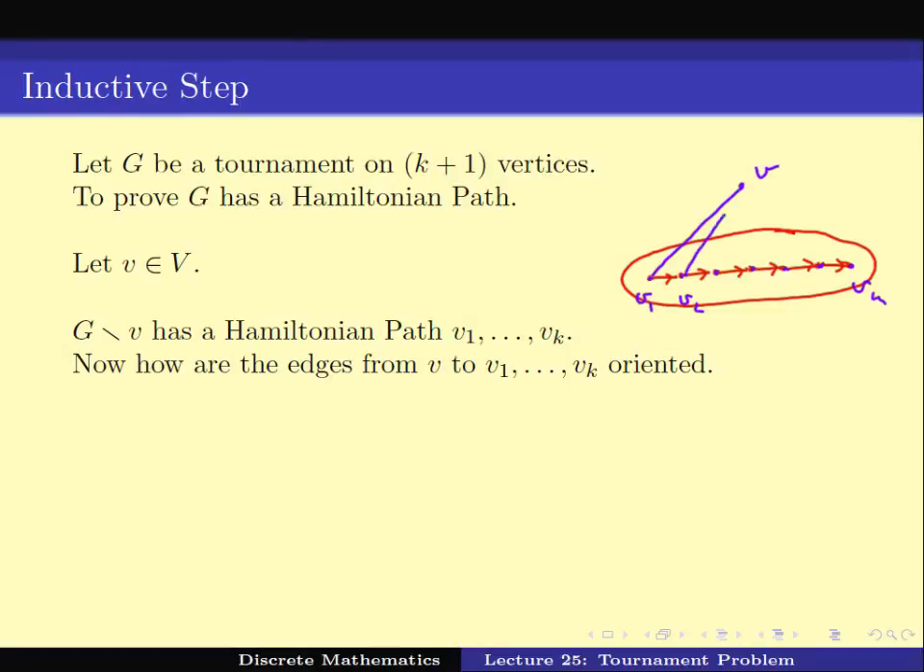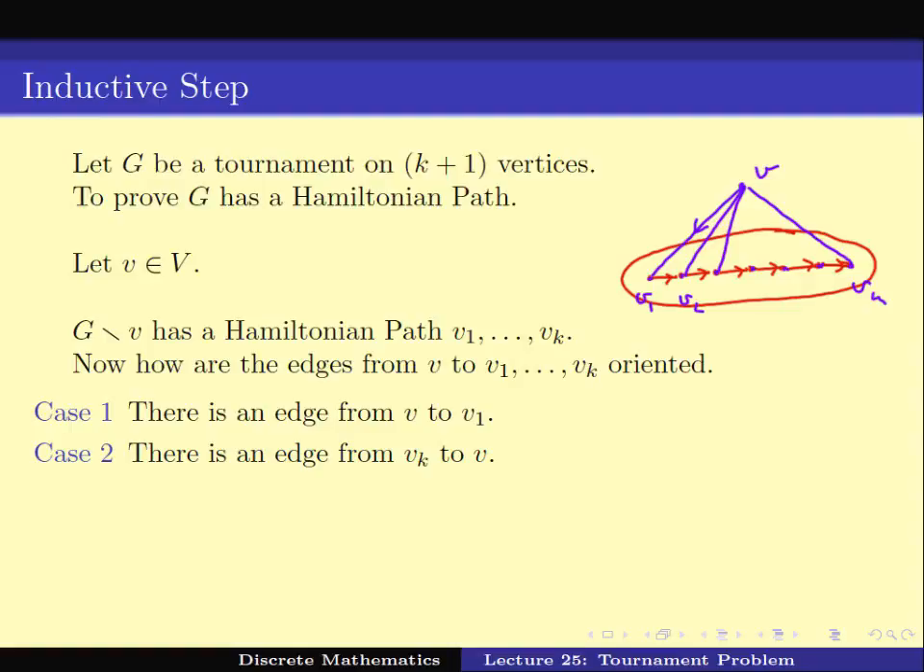V2 to V, V3 to V, and by going so till the end. Now we have split the whole case into three cases. The first case, there is an edge from V to V1. The second case is there is an edge from Vk to V. And the third case is neither of them happens. That means there is an edge from the opposite direction, V1 to V and V to Vk.